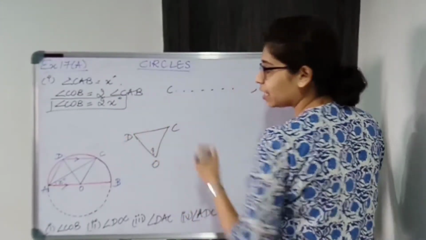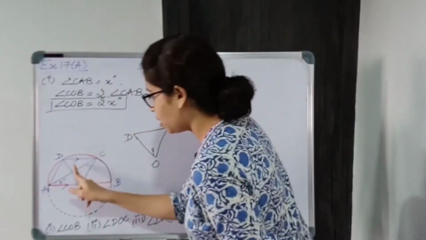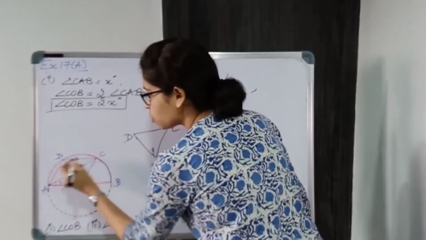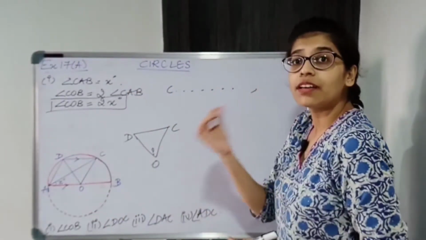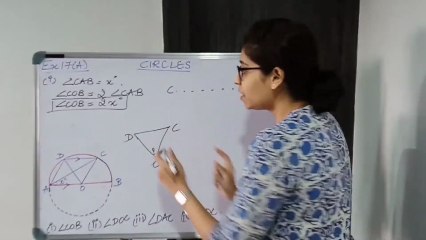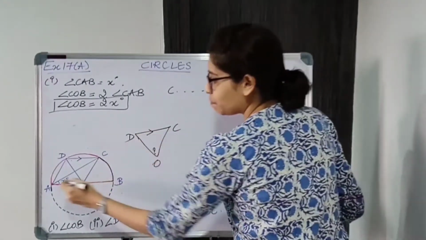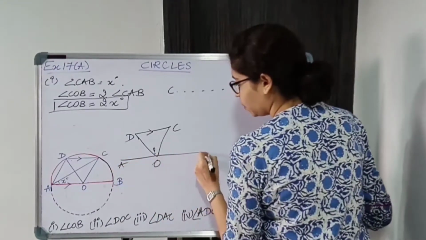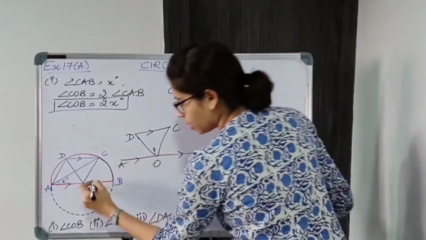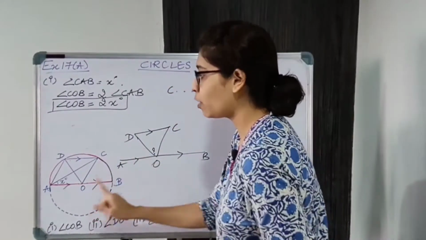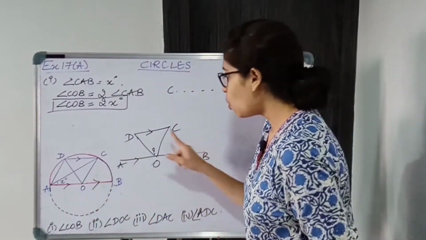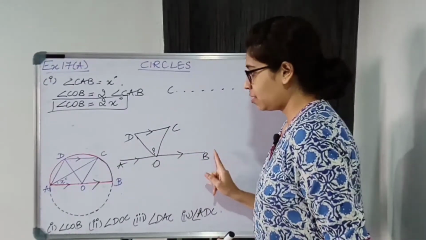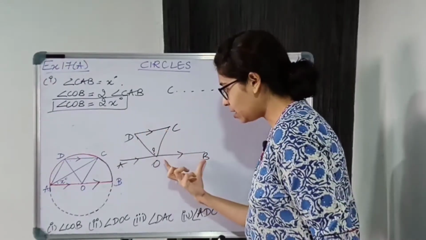Now I need to know the other two angles of the triangle. Now how will I find them? Students, I'm given DC is parallel to AB. Okay, I forgot to put the arrow over here. There is one more arrow over here also. So DC is parallel to AB. In short, DC is parallel to OB.